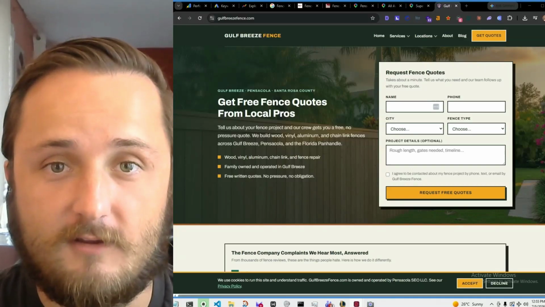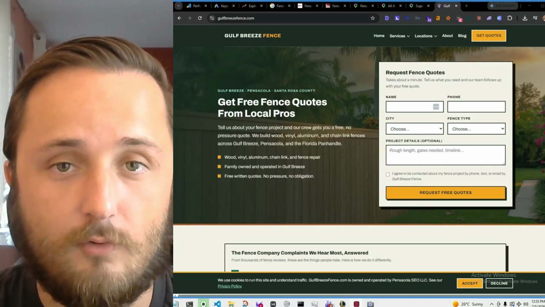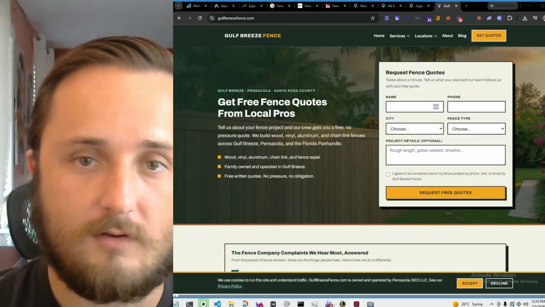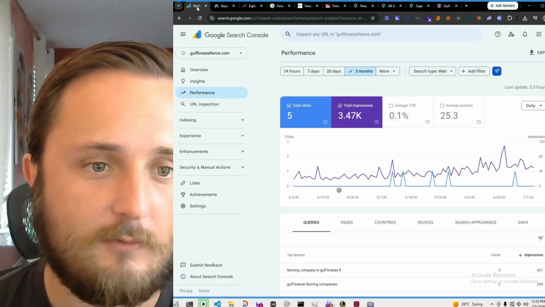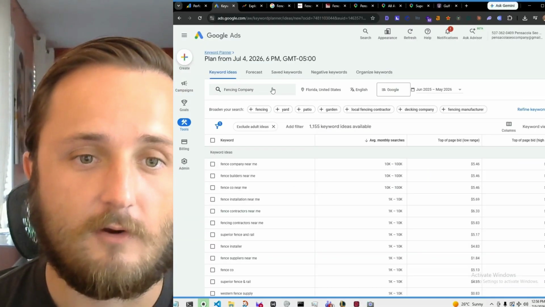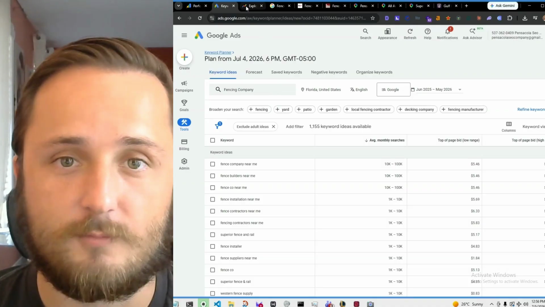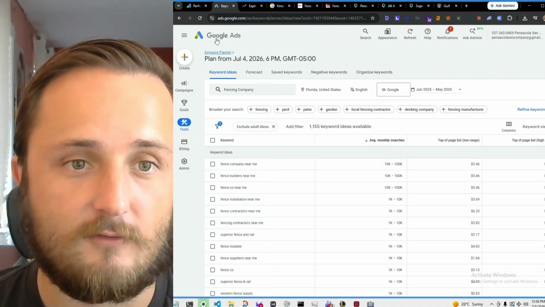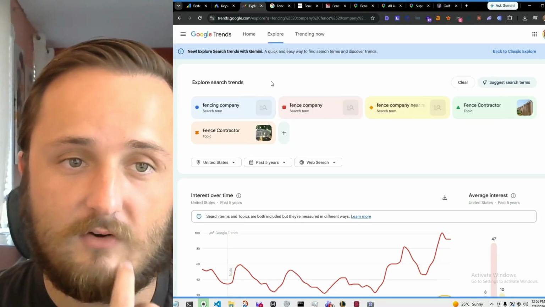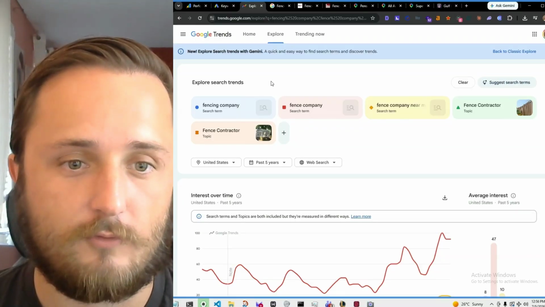If I started a fencing company in 2026, this is how I would rank them to number one. So, first thing I would do is some keyword research. There are some great free tools that Google provides. This right here is the Google Ads Tools Keyword Planner. And then over here is Google Trends.